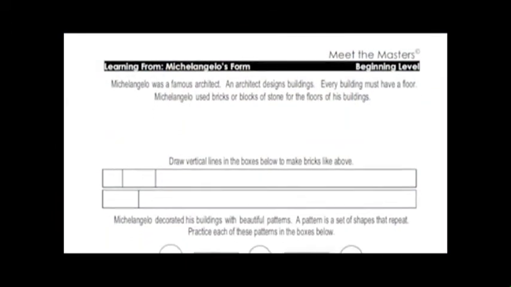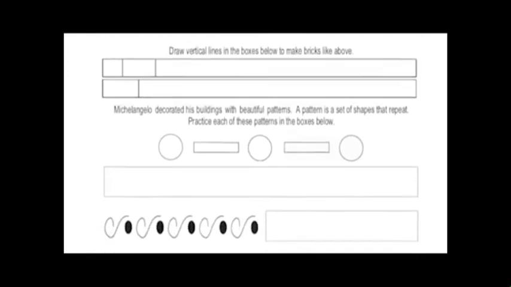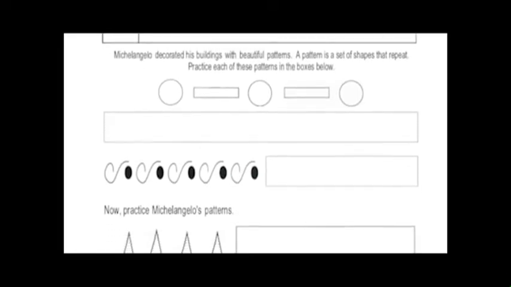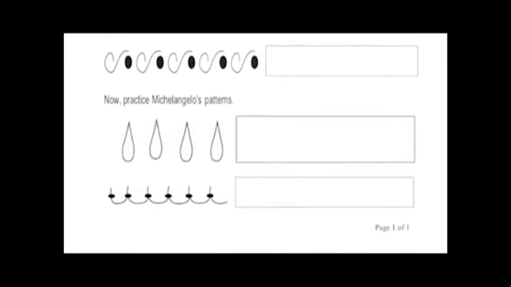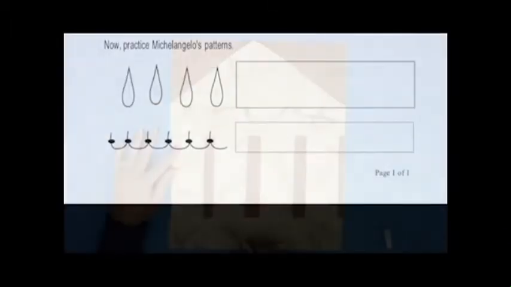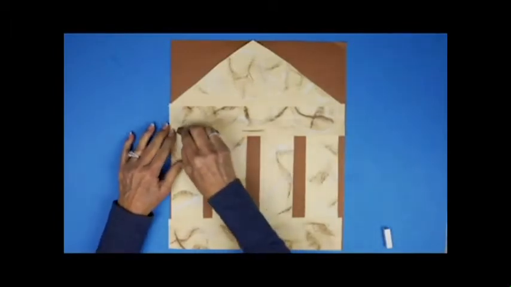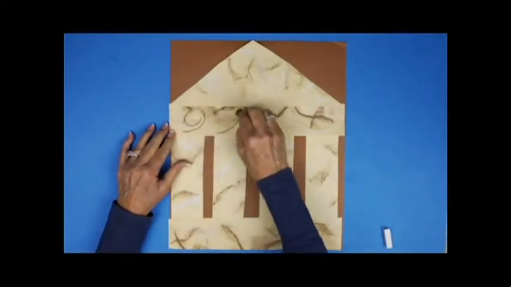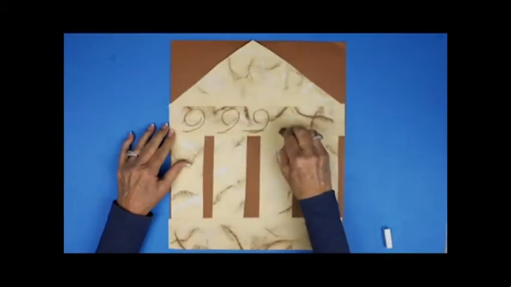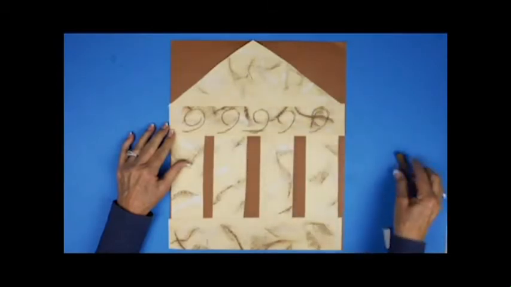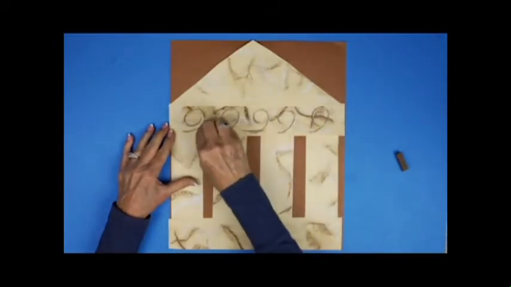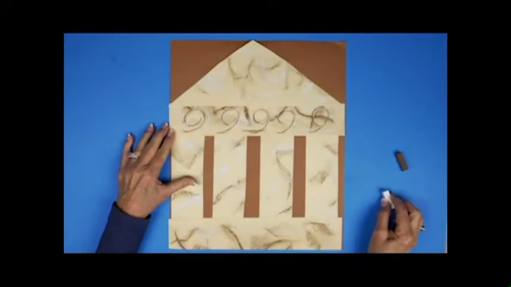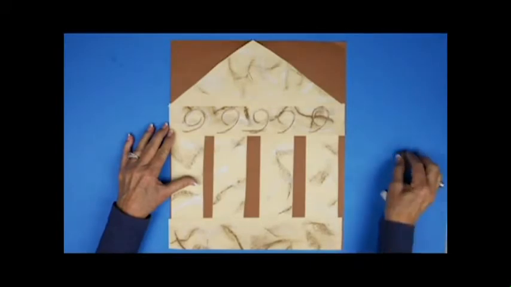Now it's time to decorate your building to make it special and your own creation. Michelangelo's buildings had carved designs and details in the marble, which we will add with the brown chalk. There are ideas for patterns to use in the learning packet. Decorate the header across the top of the columns with repeated shapes. A pattern is repeated shapes or lines. Use the tip of the chalk for this part. Next, put some simple lines or pattern designs in the roof triangle if desired.